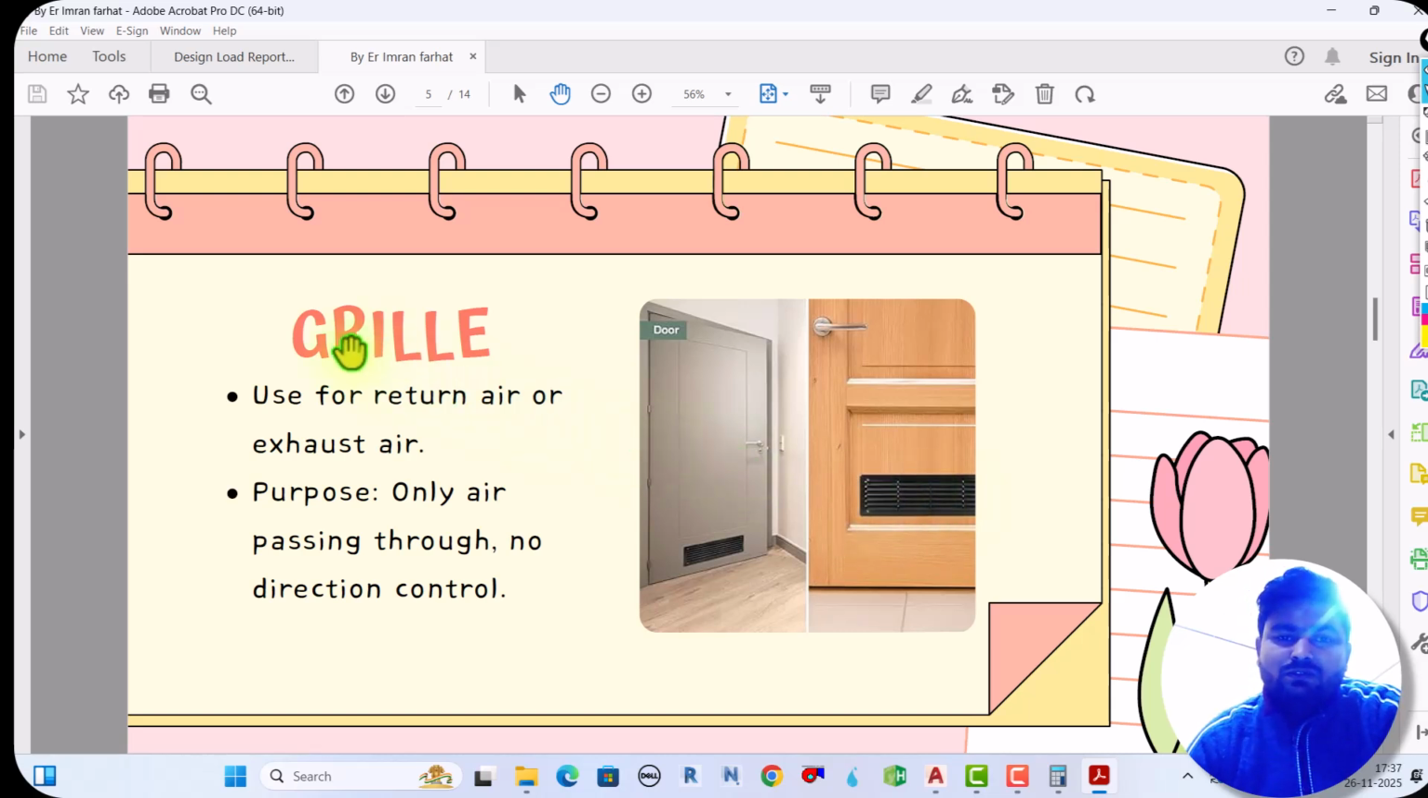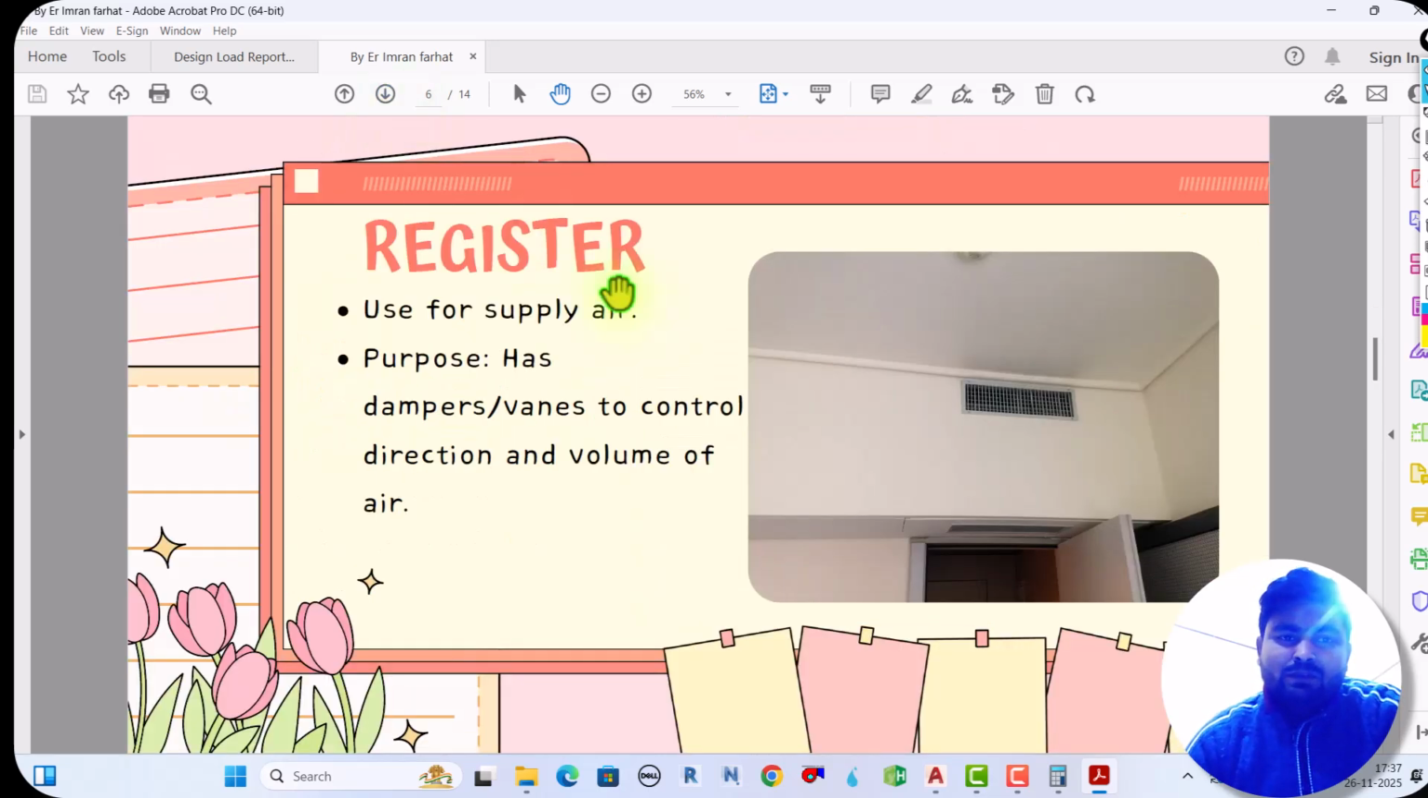right? So we generally give this in bathroom doors or where we need exhaust. Okay, so grille, similarly we use register. Okay, see, where the ceiling is vertical and bulkhead type, we can say bulkhead.